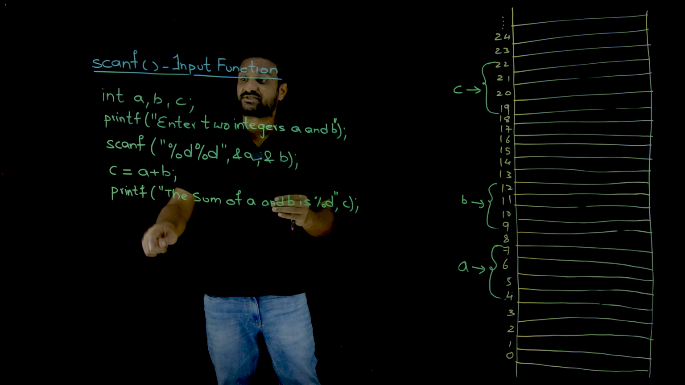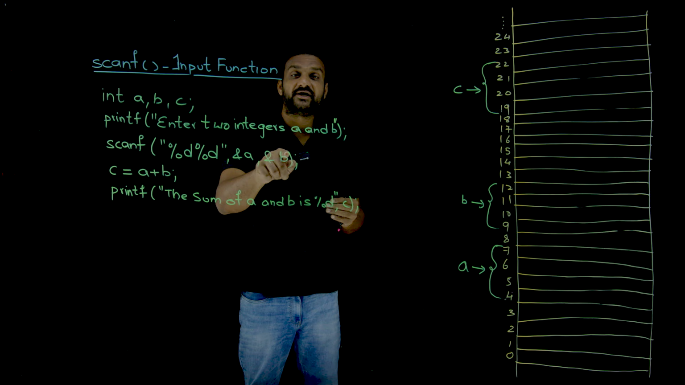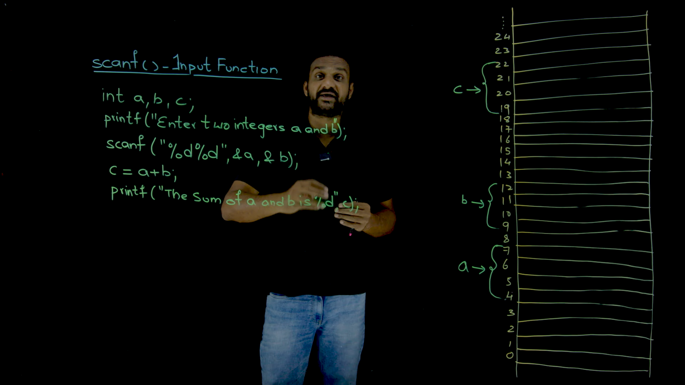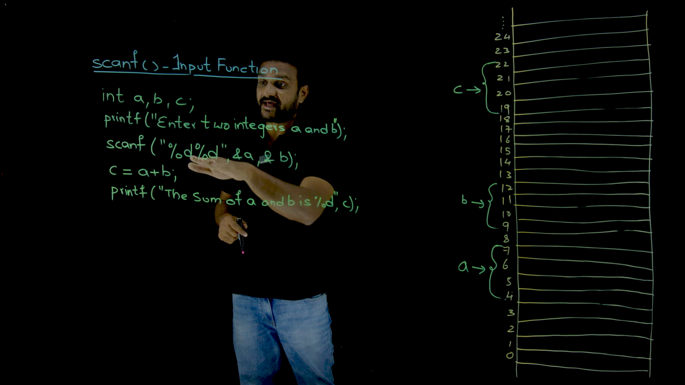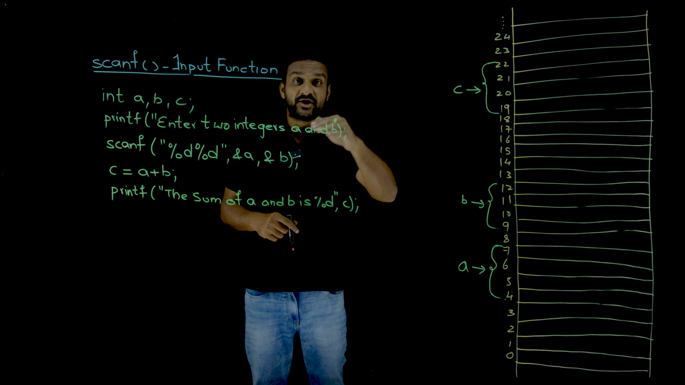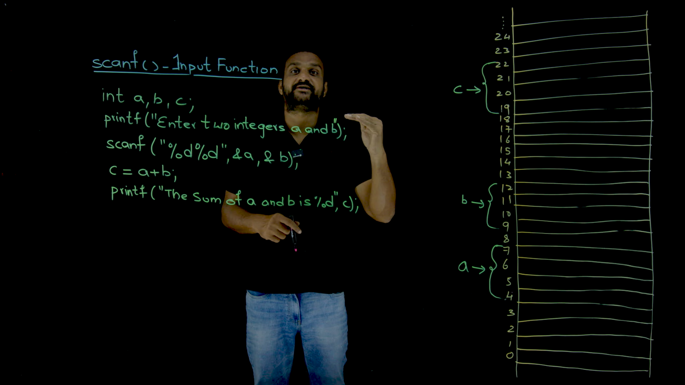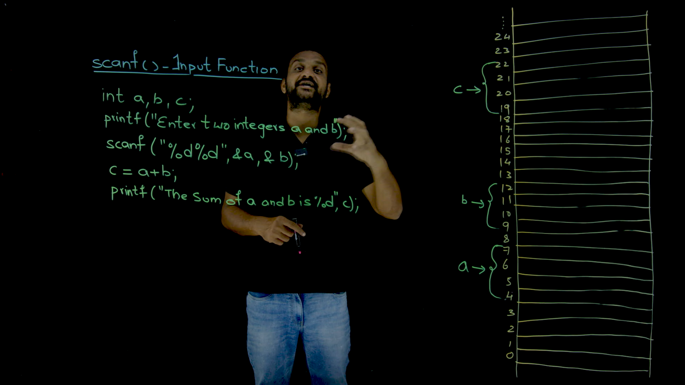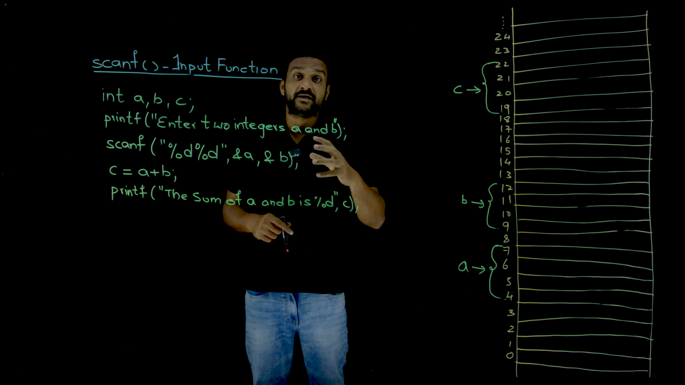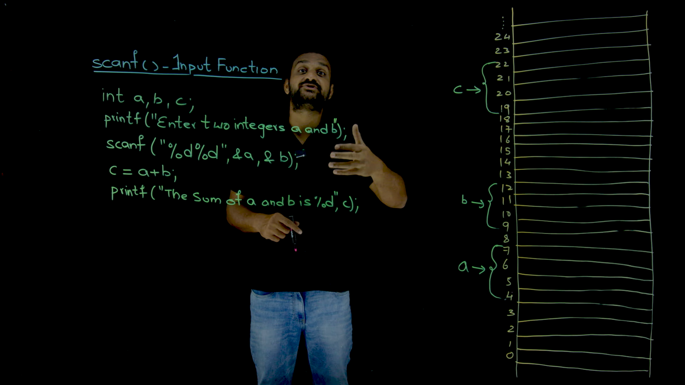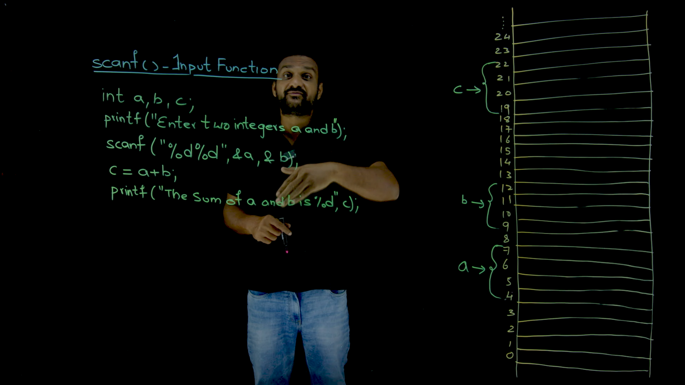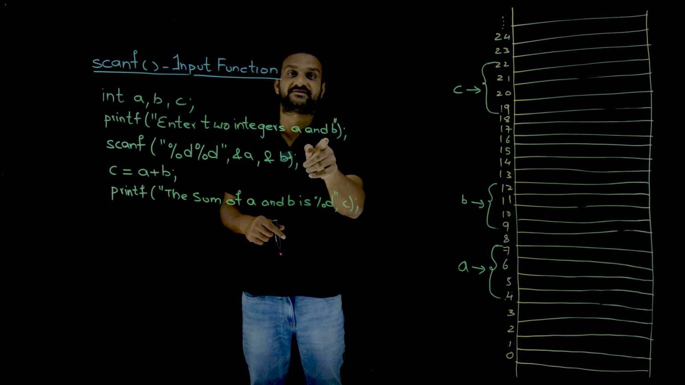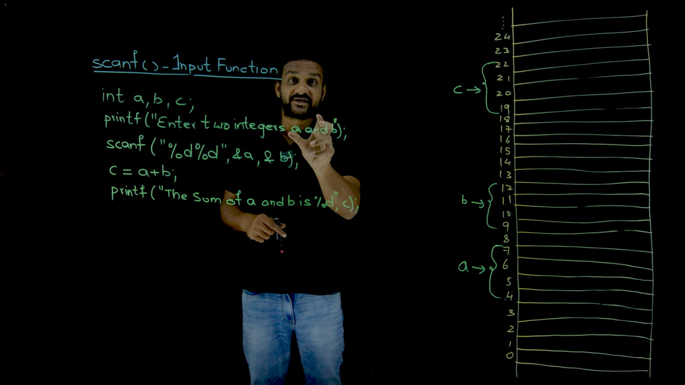Now scanf will get executed. Whenever a scanf function is getting executed, which is very important to understand, your computer will halt, meaning it will wait for the user to provide the inputs. How can the user provide the input? By using the keyboard. And what kind of inputs are to be provided? The user has to provide two integers.